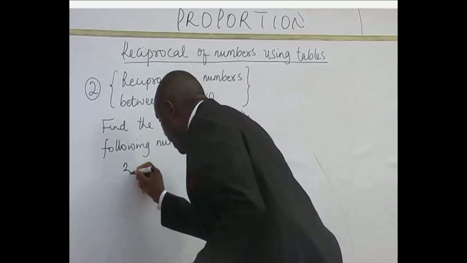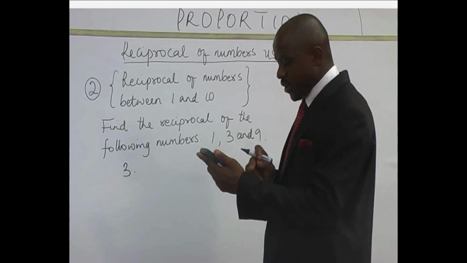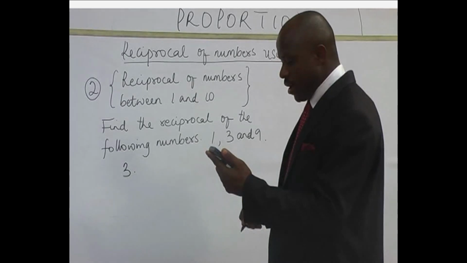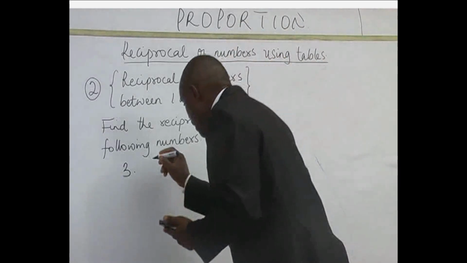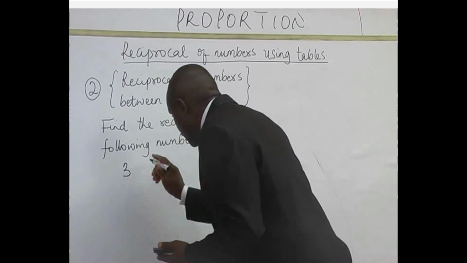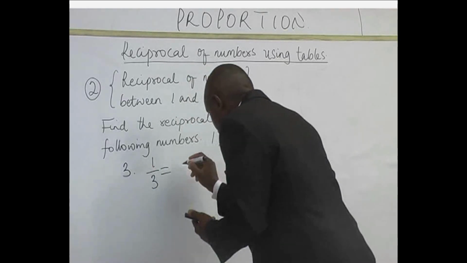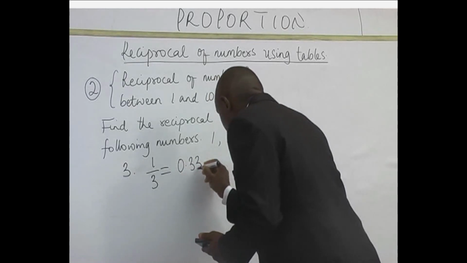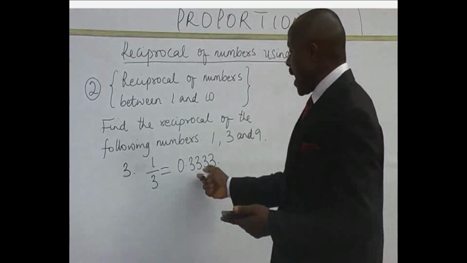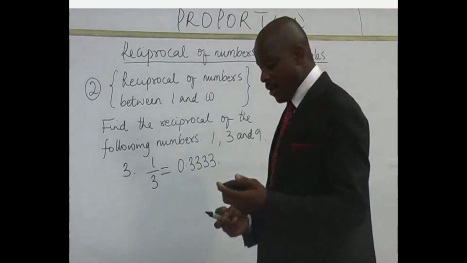Let's find the reciprocal of 3. If you use a calculator, the reciprocal of 3 means 1 divided by 3. And it's giving us 0.3. That means 1 over 3 is equal to 0.333 recurring. So let's stop at the 4th decimal place. That is the figure the calculator has given us.